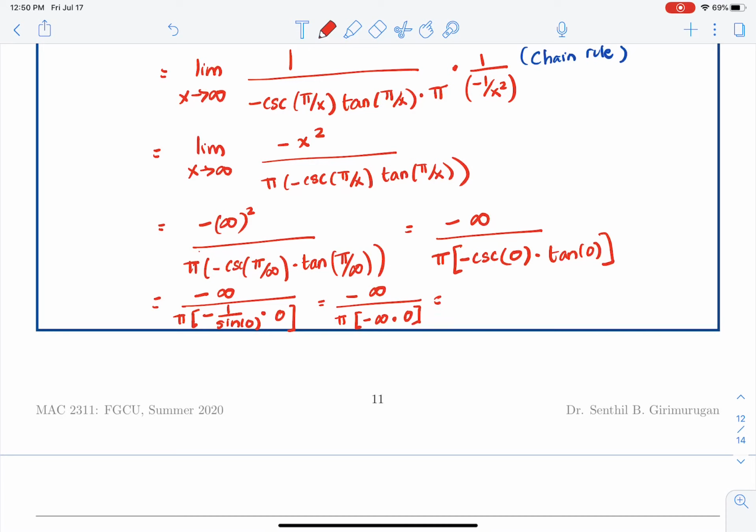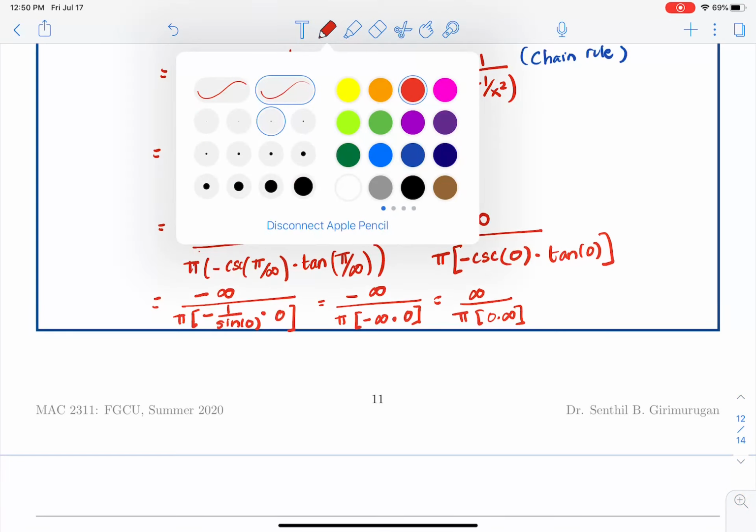The negatives can go away. We have infinity divided by pi times 0 times infinity. You may say, well, the denominator is simply 0 because we have 0 multiplied by infinity, but we can't do that because the denominator is an indeterminate form.